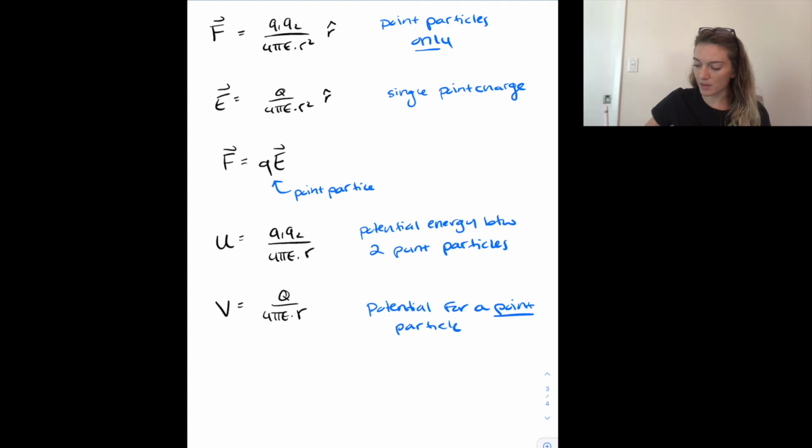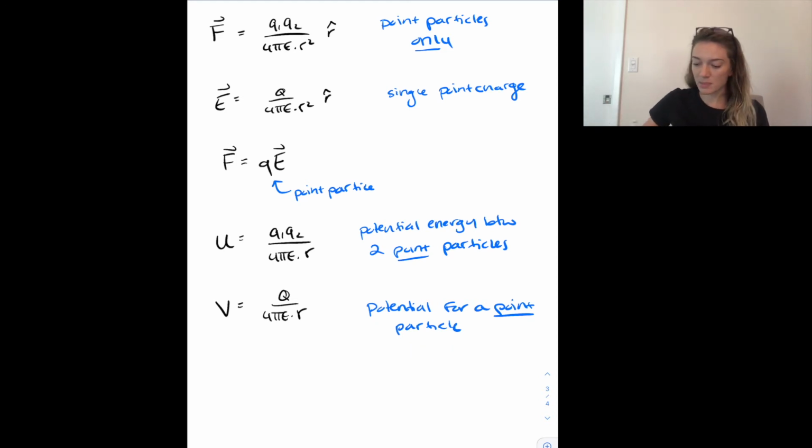And again, it's very important to remember this is only for a point particle. As I said before, if you're looking at the potential for a capacitor, the potential for a capacitor is given by the electric field between the plates times the distance. So even though both are represented by V, they have totally different forms, and they're applicable in completely different situations.